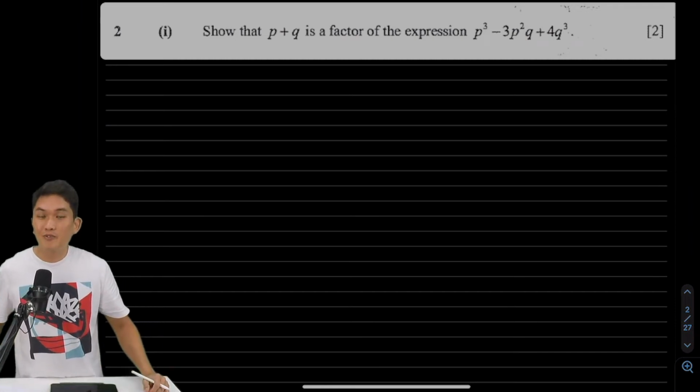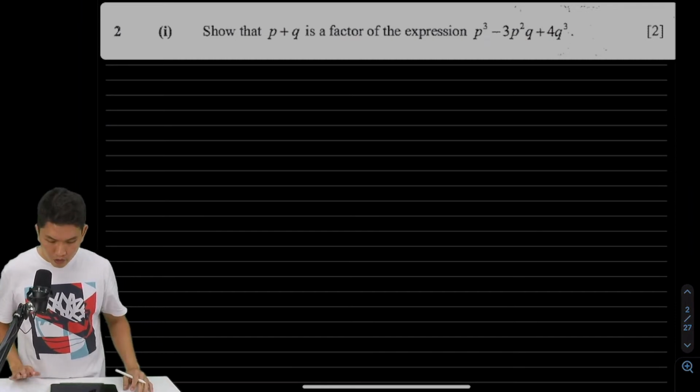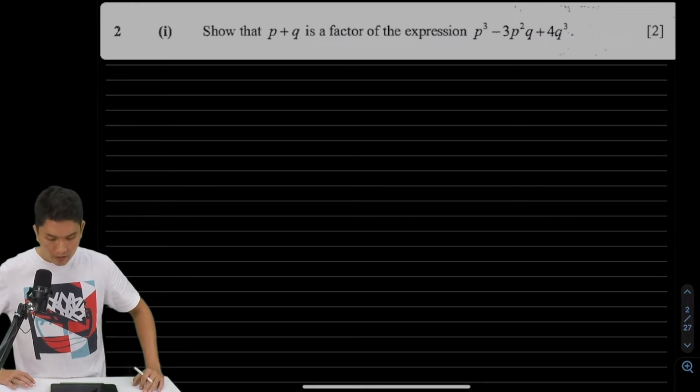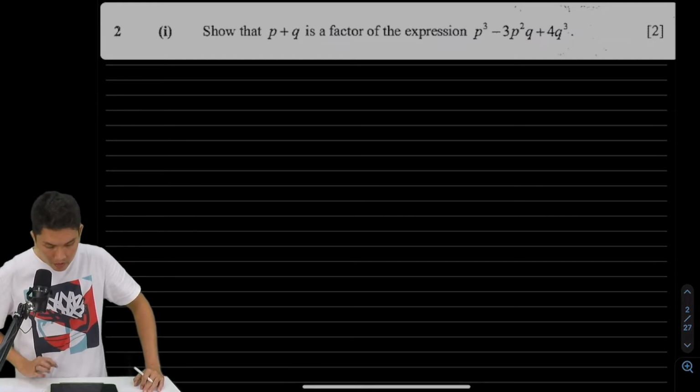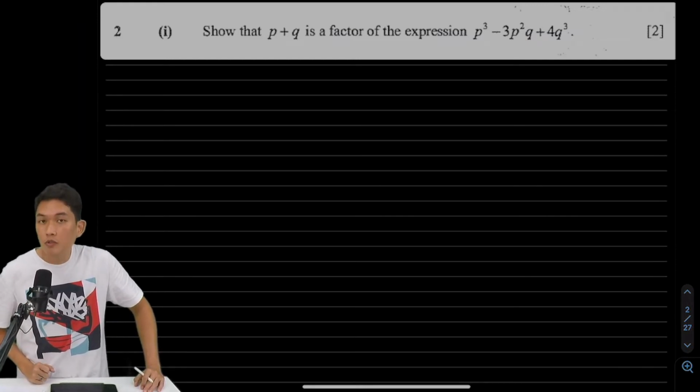Hello and welcome back to question 2. Now in question 2, we have to show that p plus q is a factor of p cubed minus 3p squared q plus 4q cubed.